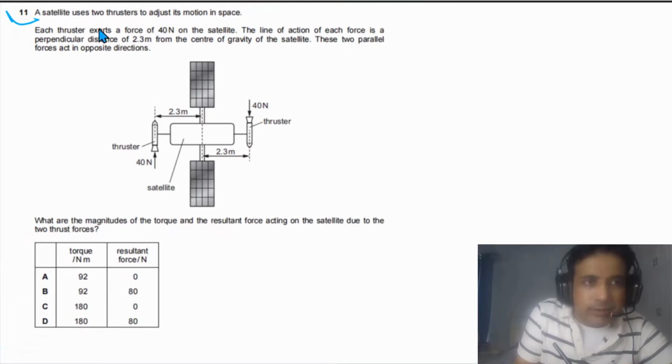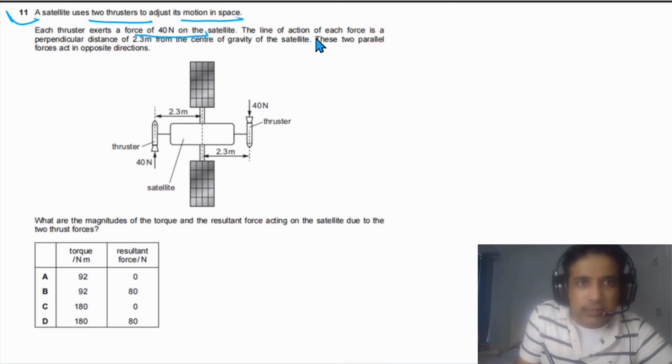Question number 11 says a satellite uses two thrusters to adjust its motion in space. Each thruster exerts a force of 40 newtons on the satellite. The line of action of each force is a perpendicular distance of 2.3 meters from the center of gravity of the satellite.